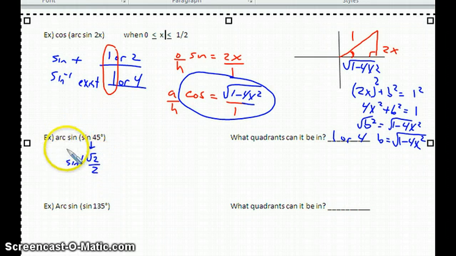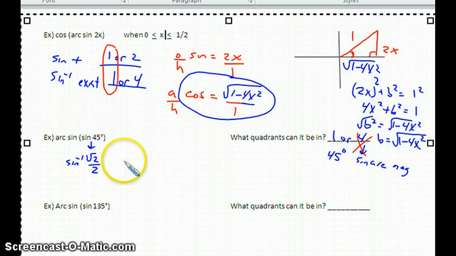And so now I'm looking for the sine inverse of the square root of 2 over 2. I just wrote it, changed it from arc sine to sine inverse. So I want to know which angles in either quadrants 1 or 4 have a sine of the square root of 2 over 2. Well, if I look in quadrant 1, I'll see that it's 45 degrees. If I look in quadrant 4, I see that all of the sine values are negative. So I know that it can't be in quadrant 4, and therefore my answer has to just be 45 degrees.